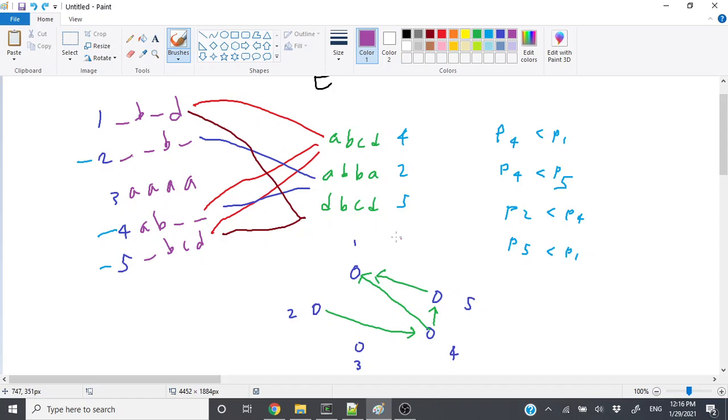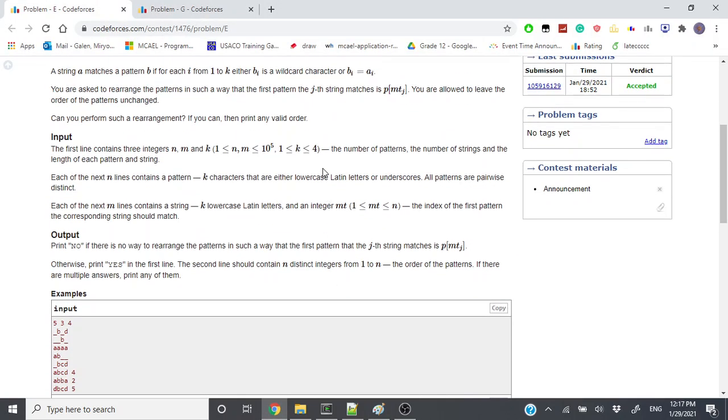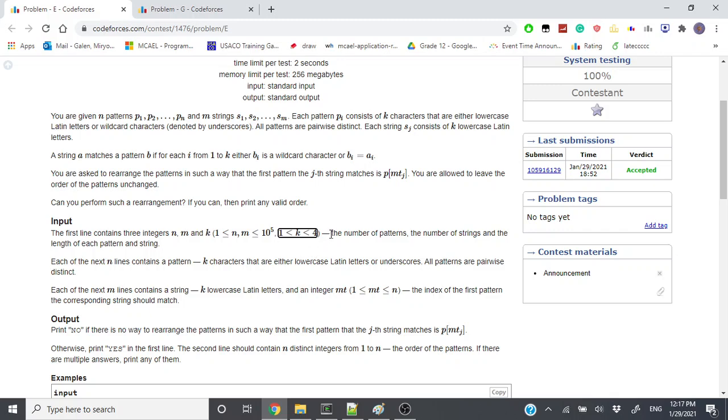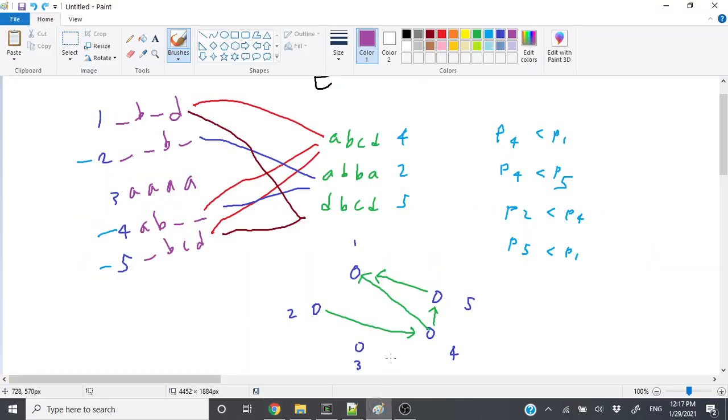Now the question is how to construct this graph, because we can't go through all the strings and say that if it matches, then construct the edge, because there are too many strings. We can't have O of n m. That's too much. But the weird thing to note immediately as you read this problem is the small numbers. K is at most 4. So, what does 4 mean?